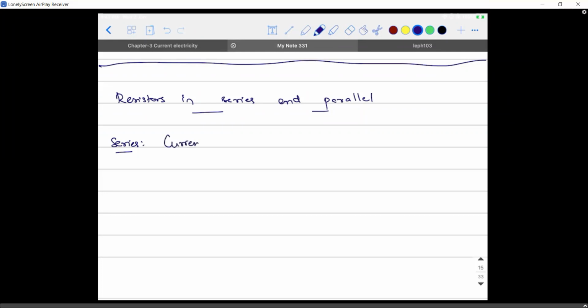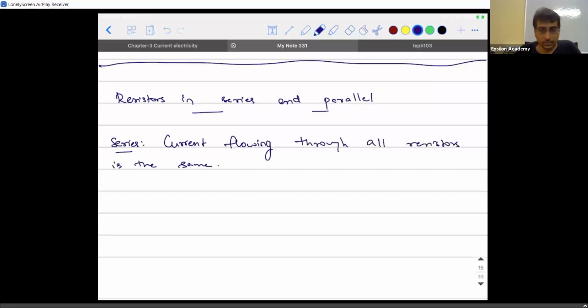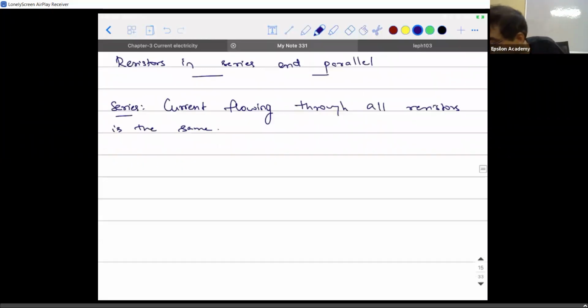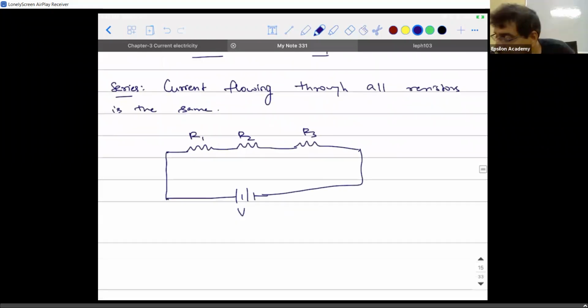The current is the same through all the resistors, and the potential difference is divided. So if I take resistors R1, R2 and R3, and connect them across a DC source like this, then this DC source will start supplying the current I in such a way that the same amount of current is going to flow through all the three resistors.